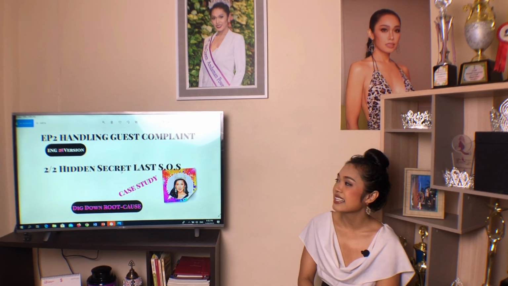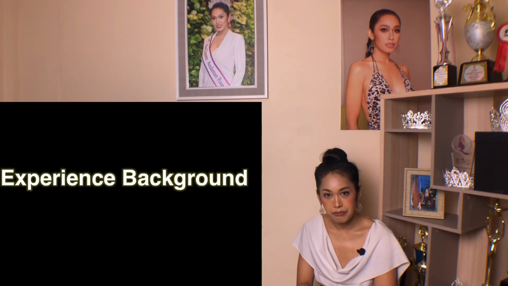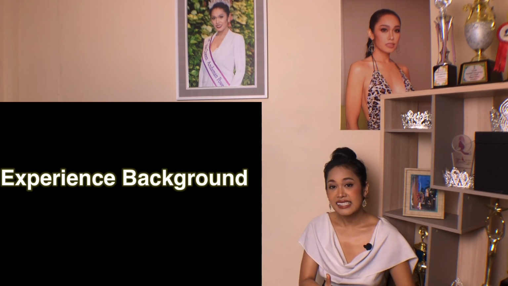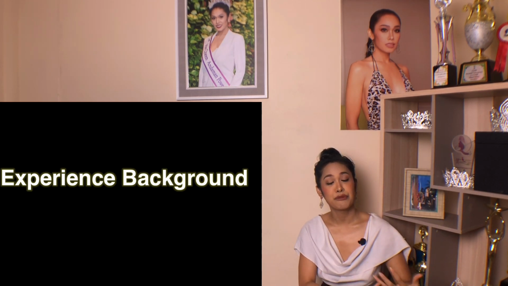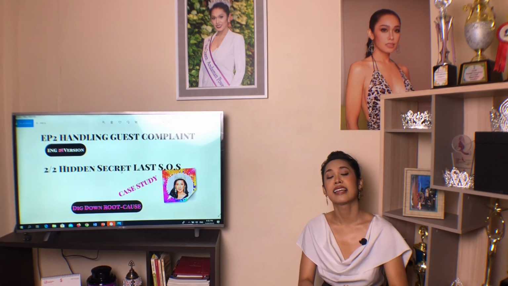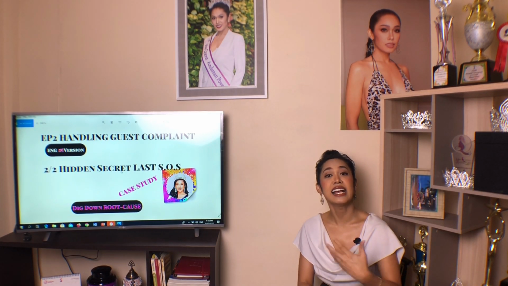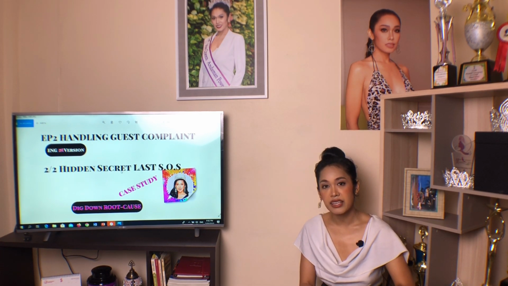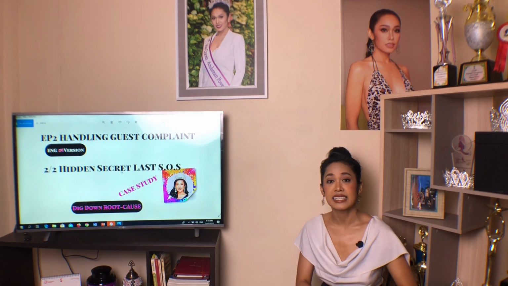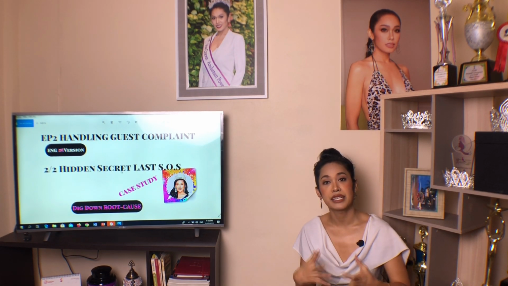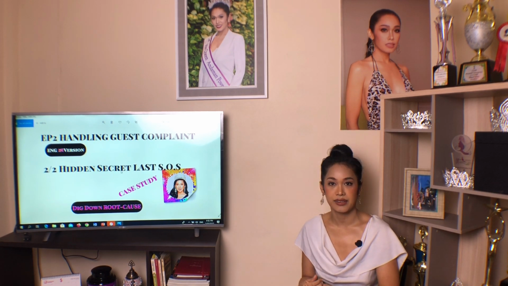And next one is experience background. Experience background from the guest side: they have expectations. They have different experiences from when they have stayed before, from their previous property or previous destination that they were at, so they could bring it up to compare with the experience in our hotels.